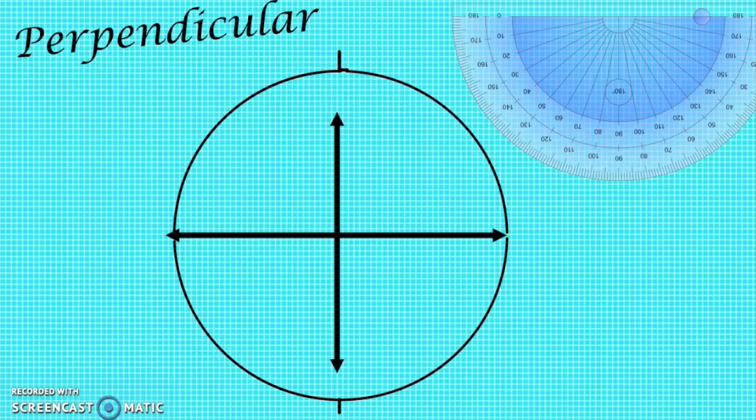The lines are also perpendicular if you can create L shapes on each side. If you can draw L's like I am doing on the screen, on each angle, this means that the lines are in fact perpendicular.